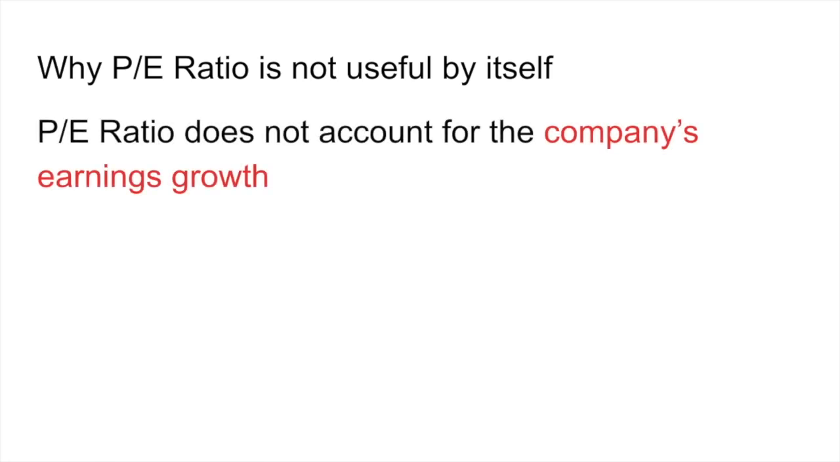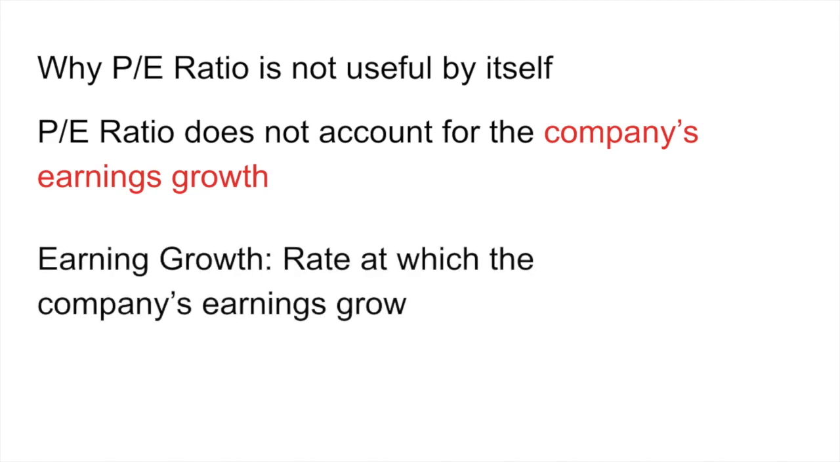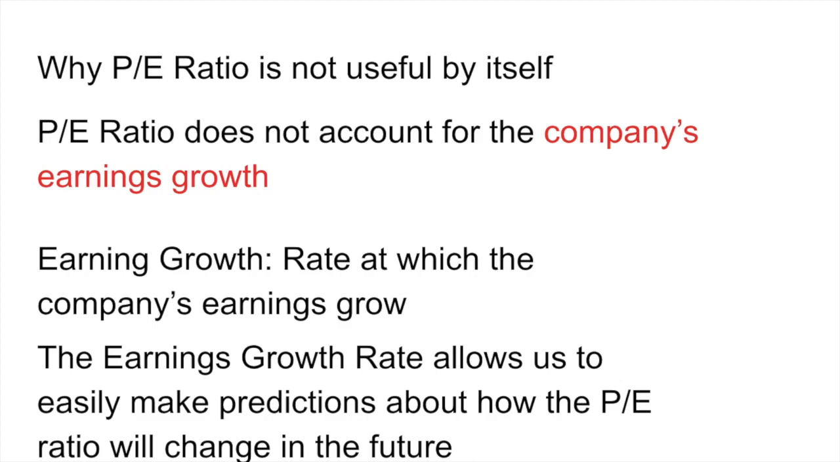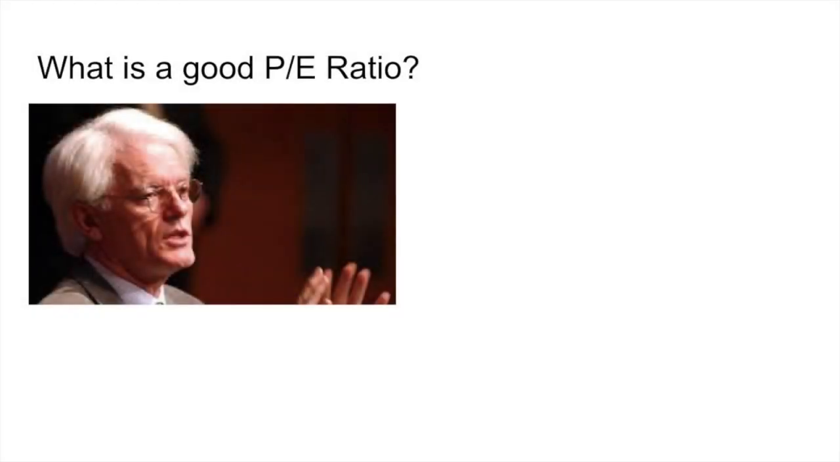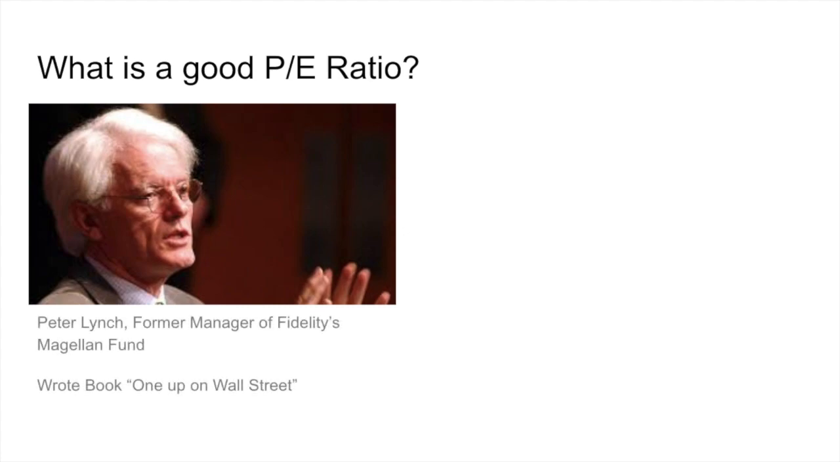Another way of saying this is the PE ratio does not account for the company's earnings growth. And the earnings growth is simply the rate at which the company's earnings grow. If we know the earnings growth rate, we can easily make predictions about how the PE ratio will change in the future because we can see how the earnings part of the PE ratio can change in the equation. So that begs the question, what is a good PE ratio to buy a stock at?